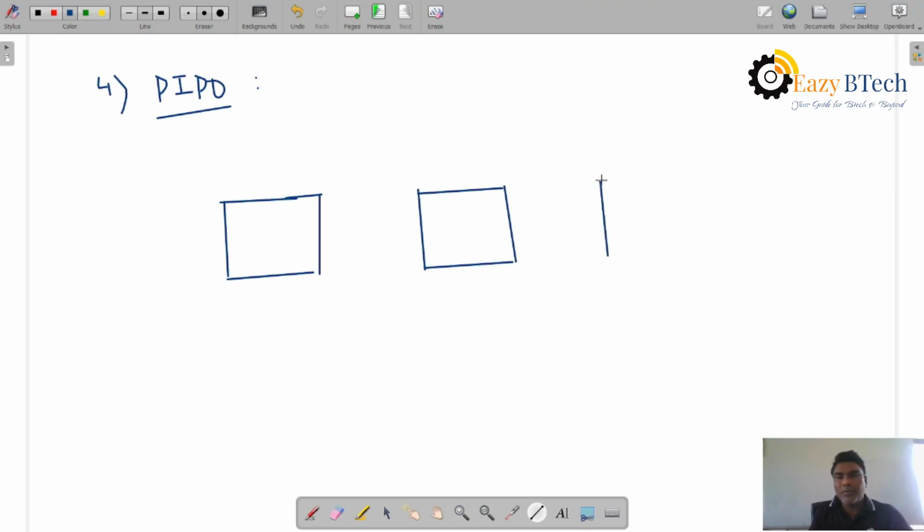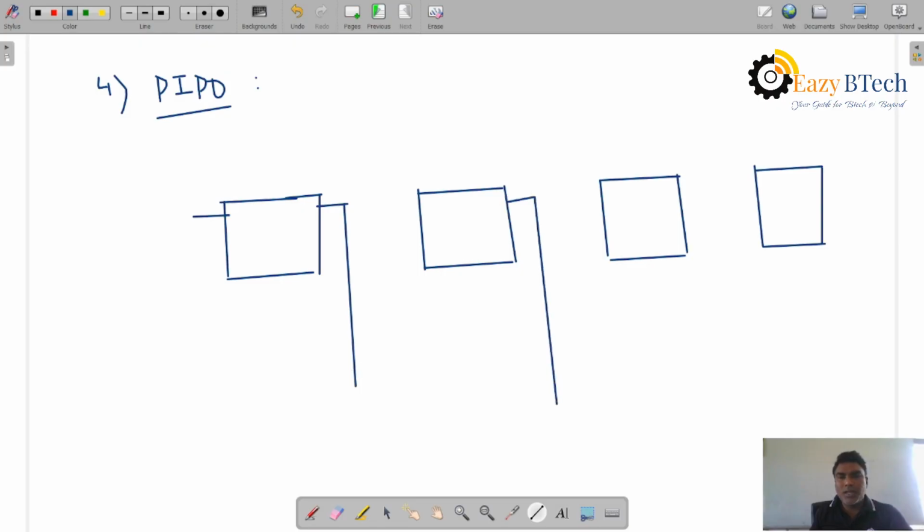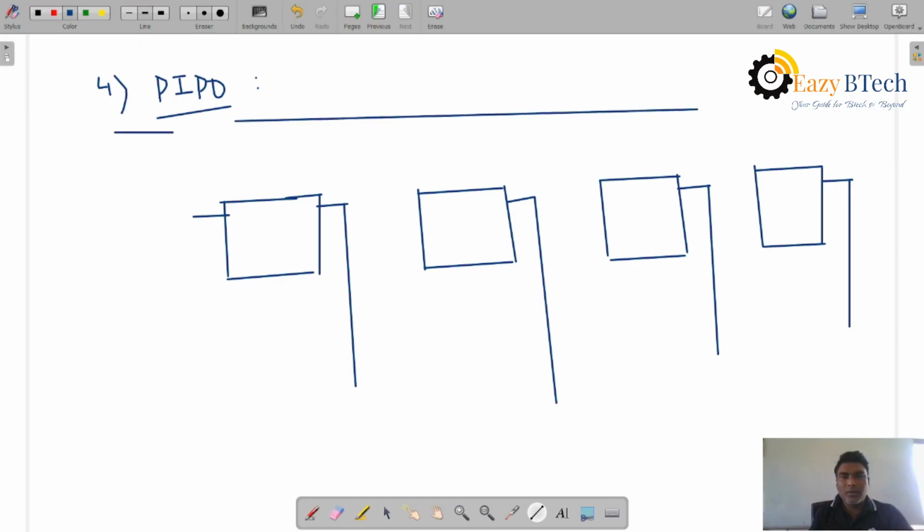Parallel in, parallel out. Again we have four flip-flops. We can take inputs and these are the outputs. Let me take this one. From here to here, one NOT gate we are applying.